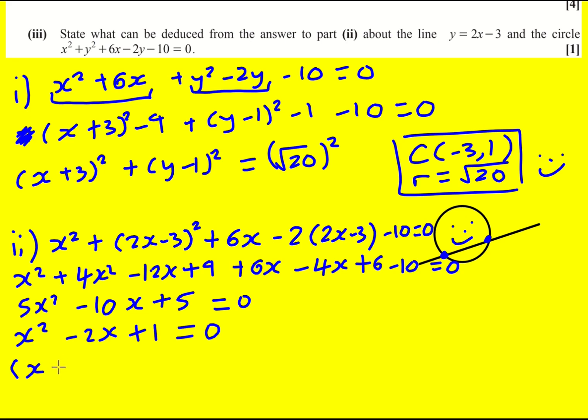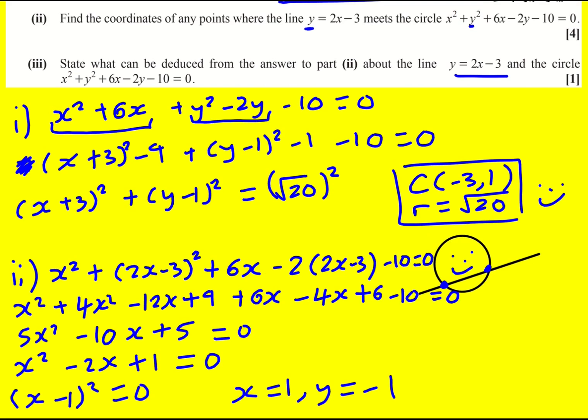This factorizes to x minus 1 squared equals 0. So x equals 1 and y equals, I can put it back in, might as well put it back into the most simple one. 2 times 1 minus 3, it's going to be minus 1. So it did ask for the coordinates. I'm going to write it as 1, minus 1. In fact, it's just this one solution.